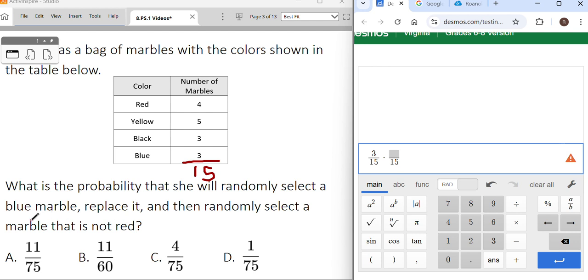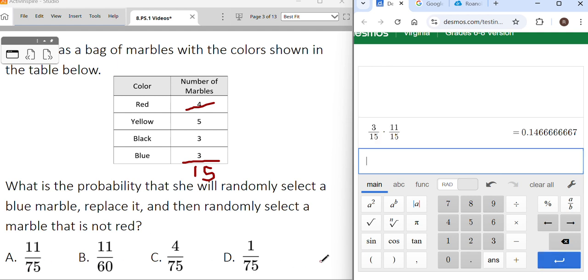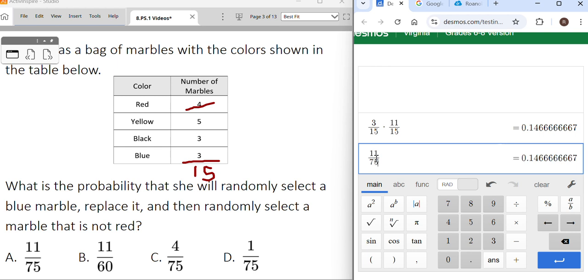But this time she wants to select a marble that's not red. So we don't want red, but we want everything else. Well, 5 plus 3 plus 3 is 11. So we're going to put an 11 there. Or 15 minus 4 is 11. Either way. So this is a decimal. I'm going to show you how to figure out which of these fractions matches your decimal. 11 divided by 75. Look at that. It is an exact match. So I know this is my answer.